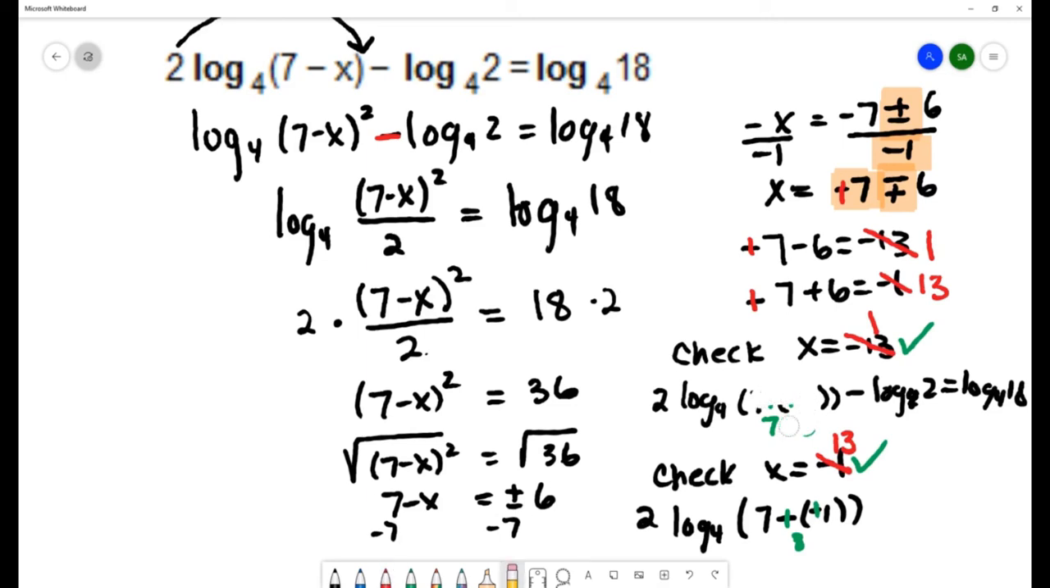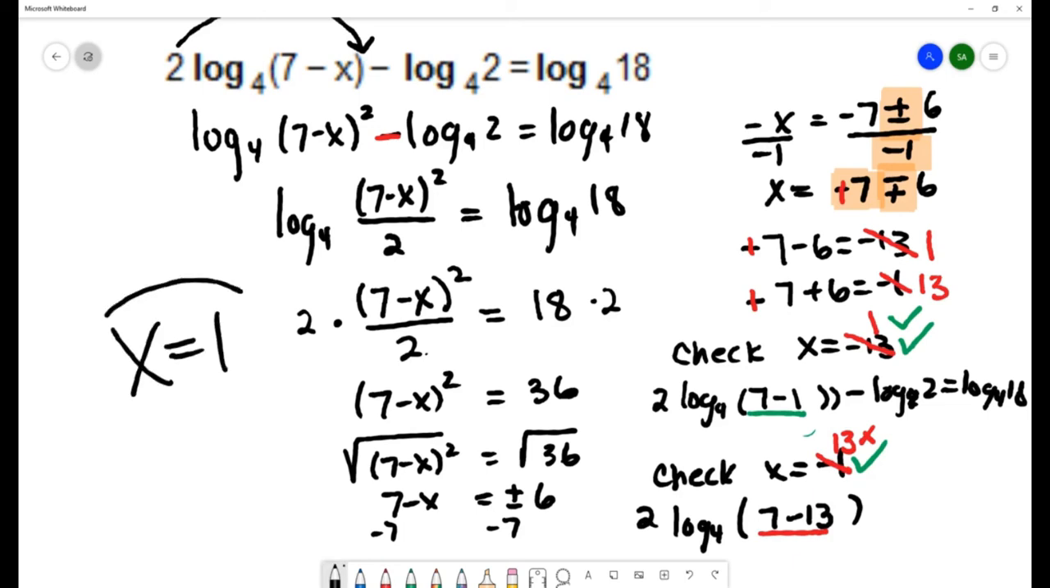So I'm only changing this part on the inside. So that would be 7 minus 1, and that's a positive. So I'll be able to keep that solution. And 7 minus 13, that would give a negative. So I'll have to throw this solution away. So the only solution would be x equals 1.